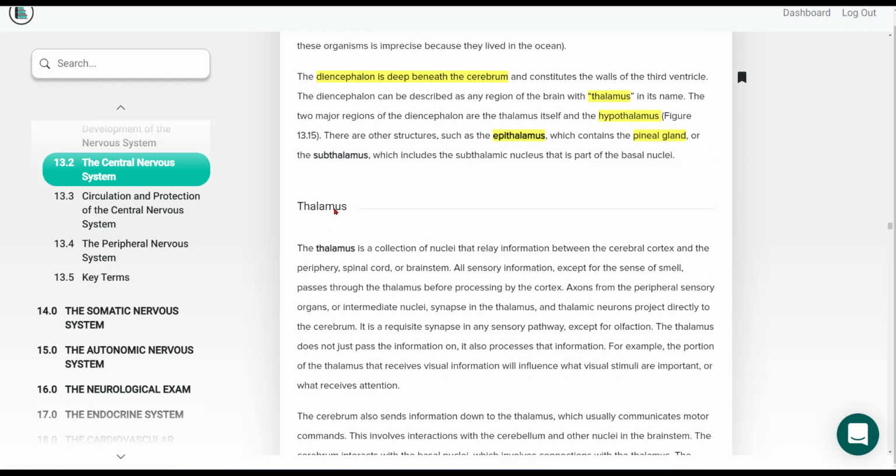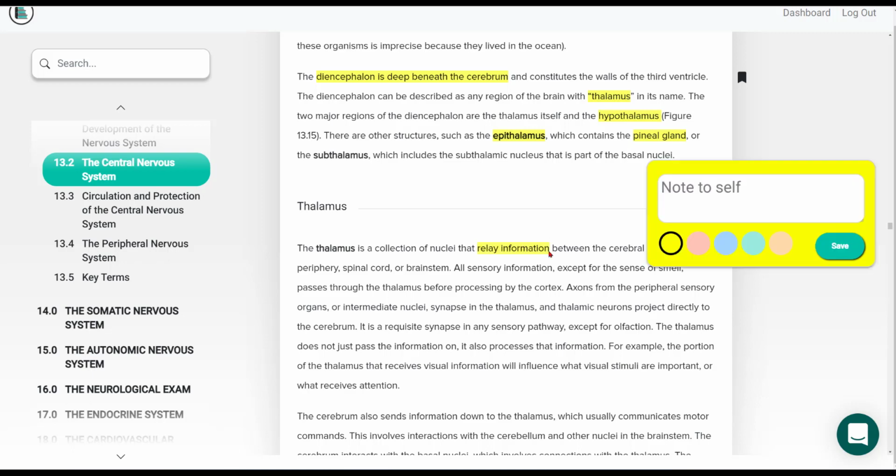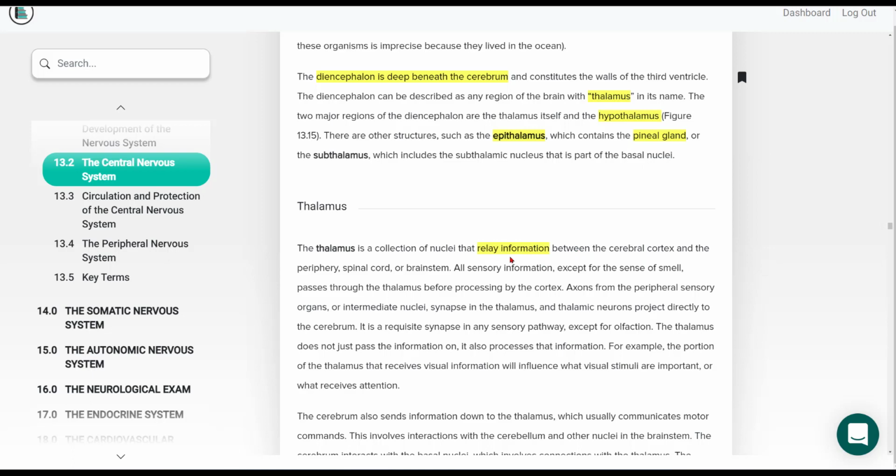So let's talk about these three regions of the brain. Not hugely, but just a little bit of information. The thalamus is oftentimes referred to as the gateway to the cerebrum, or what I want you to see is that it is the relay station. The thalamus is the relay station between your cortex and the rest of the body, be it the peripheral nervous system, the spinal cord, or the brainstem.